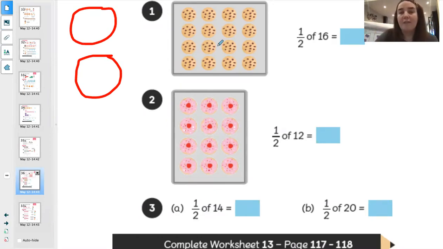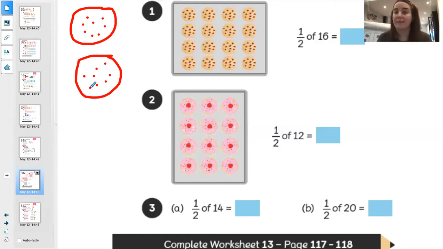So I'm finding half of 16. Now, I know these aren't going to look like cookies, but this is how I'd work it out. So I'd go 1 for James, 1 for Paul. So that's 2, 3, 4, 5, up to 16. Okay, so I know I've shared out all 16.